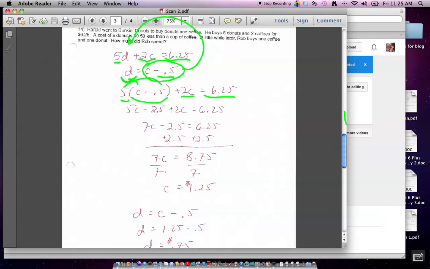Same side, that's 7 C's right here. Add the 2.5 to both sides. I get 7C is 8.75. I divide by 7, and I get that a cup of coffee is $1.25. And the last part is that if the coffee is $1.25, again, I substitute the $1.25 for the coffee, and the donut's 50 cents less. So $1.25 minus 50 is 75 cents.